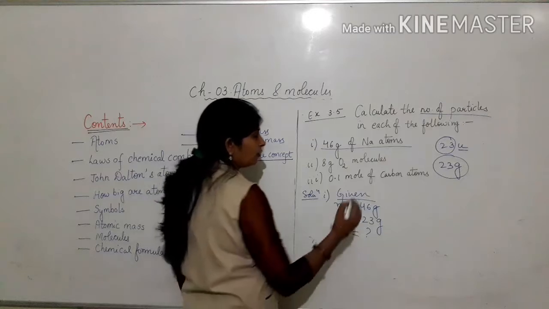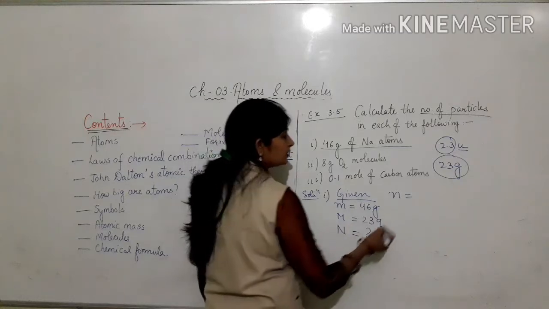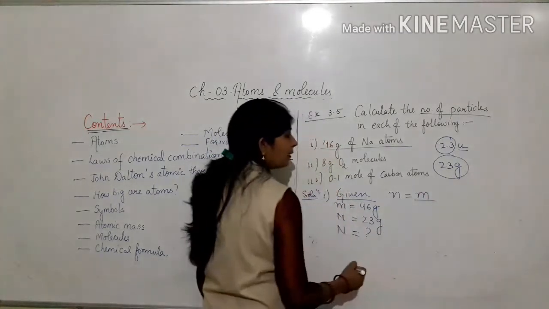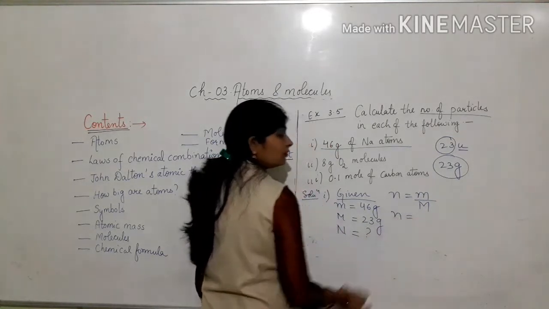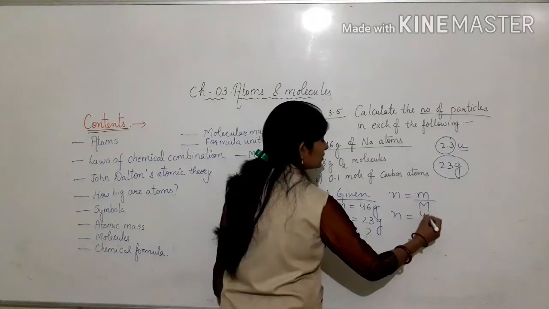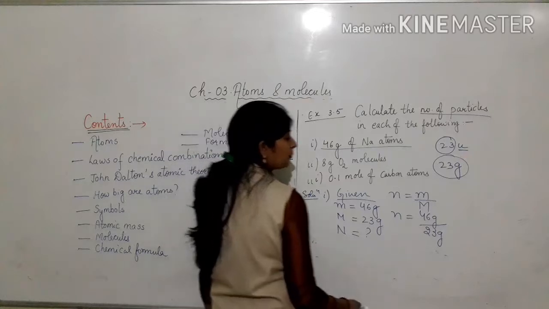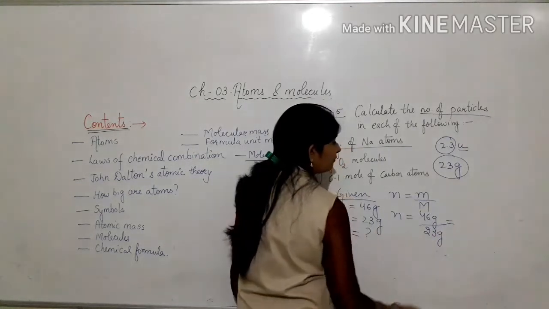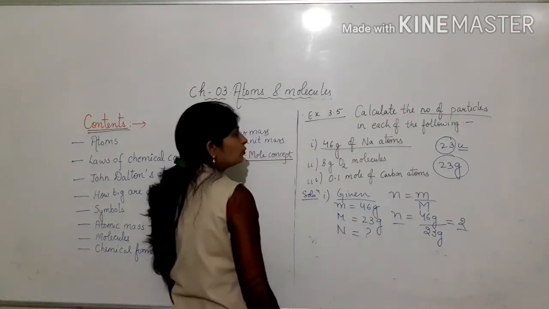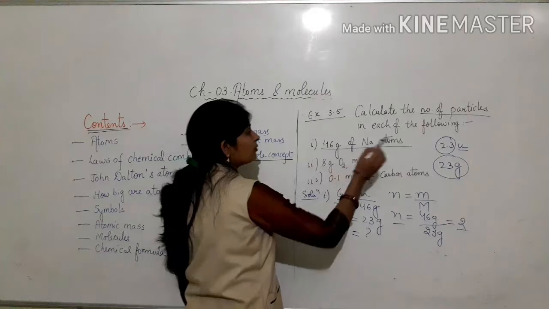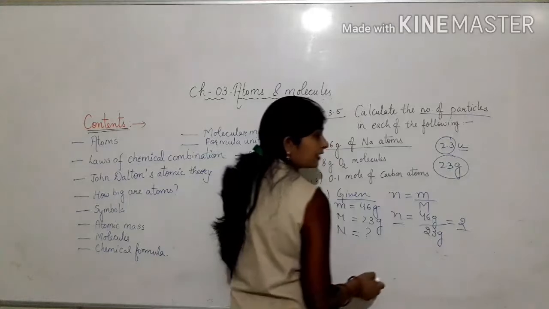Okay, first of all we have to apply formula. Number of moles small n is equal to given mass small m upon molar mass capital M. Number of moles we will calculate is equal to given mass 46 gram upon molar mass 23 gram. Divide 46 gram by 23 gram. We will have 2. So what is the number of moles? 2. So in 46 gram of sodium atoms, how many number of moles are there? 2.